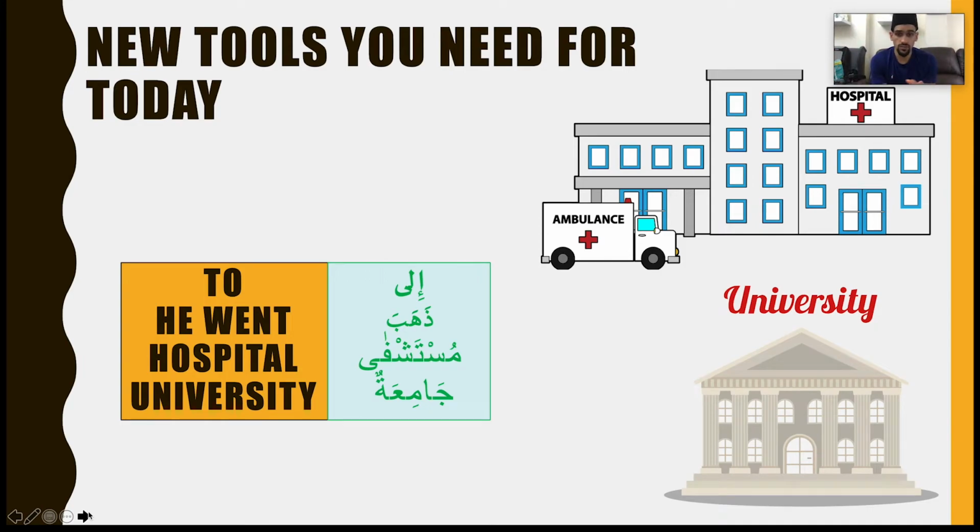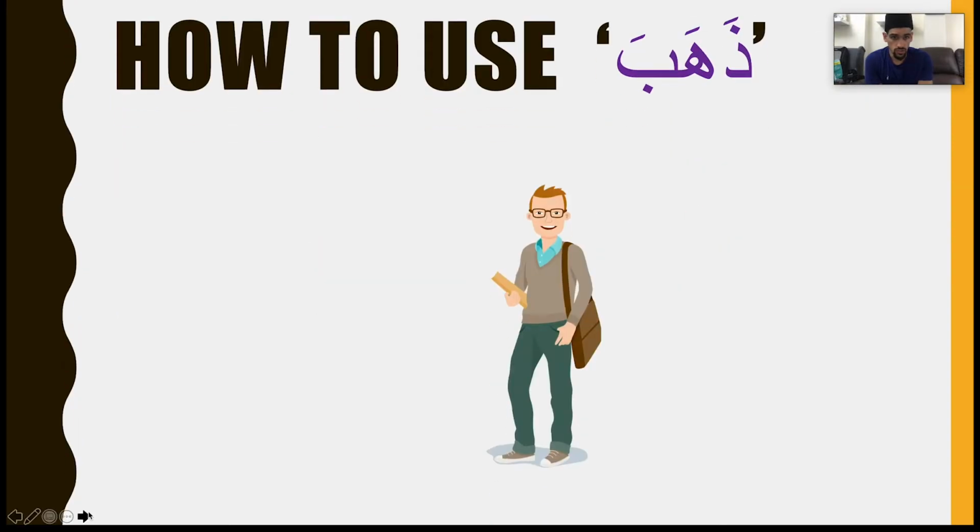So here are the few words and tools that we are going to need for today's lesson. That is ila, which means to, and this is another preposition. Remember, in the previous lesson we learned the preposition min, meaning from. This is another one which is used in everyday life when you're speaking Arabic. We're also going to learn the word dhahaba, meaning he went, and two new objects: hospital, which is mustashfa, and university, which is jami'atun. So let's get straight into it.